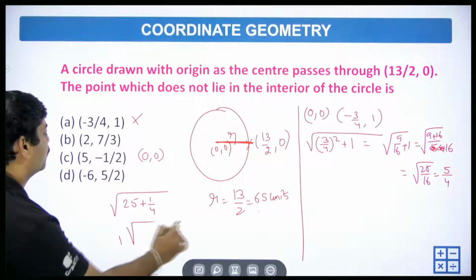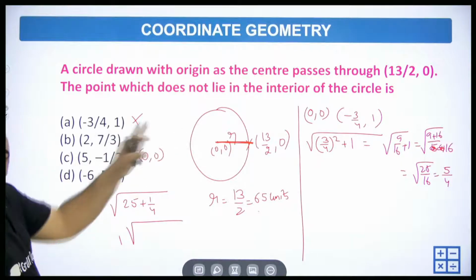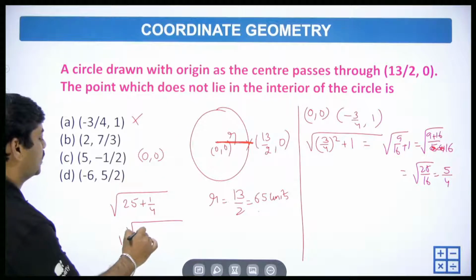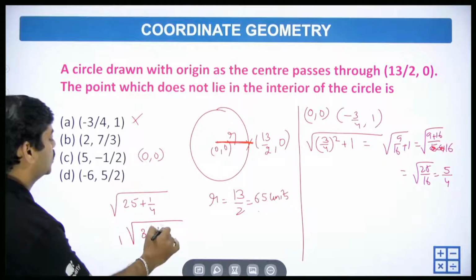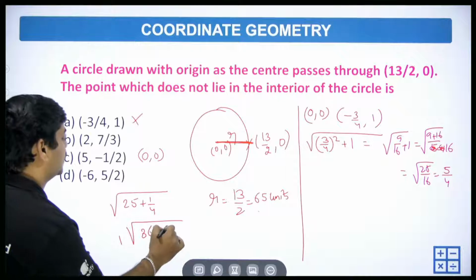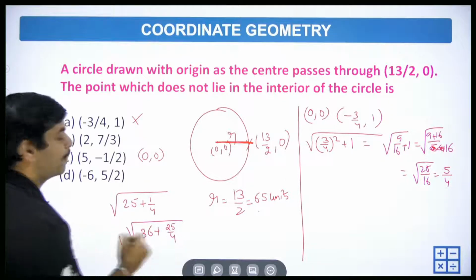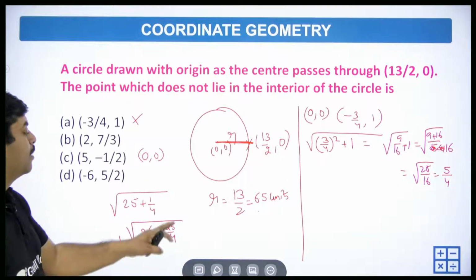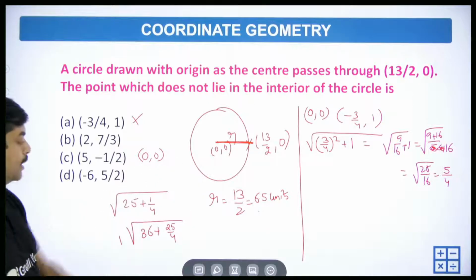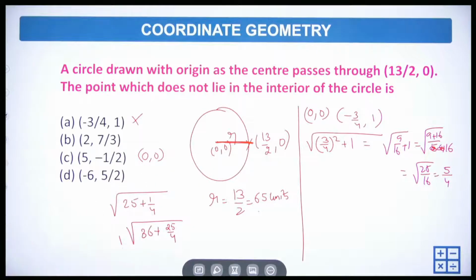That is root over 6 minus 0. 6 minus 0 is 6, 6 square is 36, plus 5 by 2 whole square. 5 by 2 whole square is 25 by 4. Root 36 plus 25 by 4. I think this may be more than 6.5, but I'm not sure. But let's try to see that.